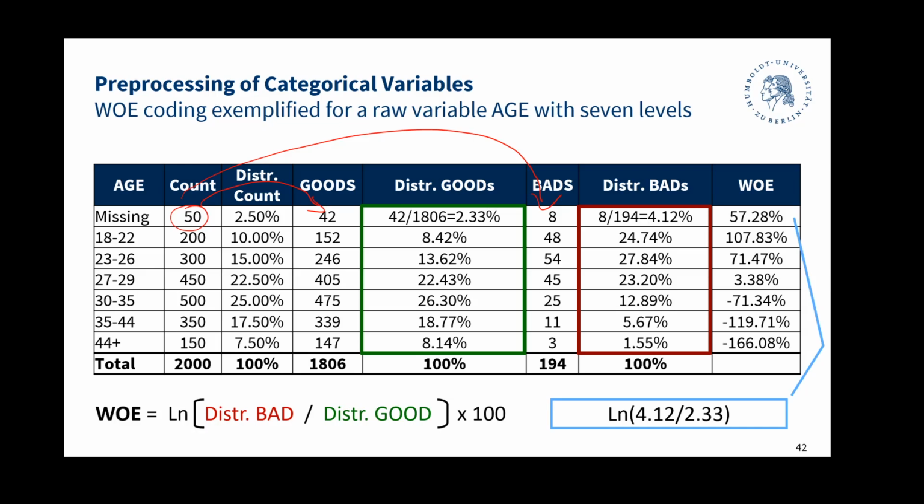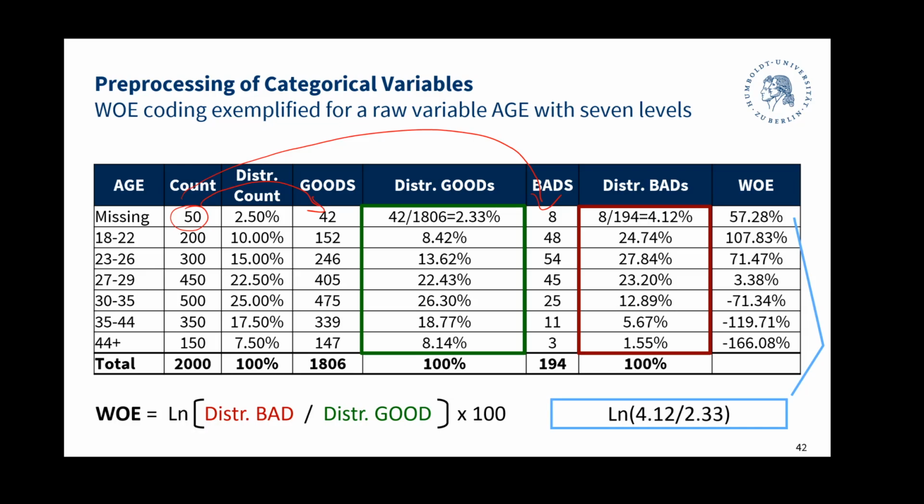And then the 42 represent 2.33% of the overall 1,806 customers that are good. So out of the goods, 42 or 2.3% did not give an age value, or age is missing for these. And you see the corresponding calculation for the bads that goes on. And for each of the rows, each of the category levels, you can basically find the ratio between P good and P bad. You log that, and this gives you a weight of evidence.